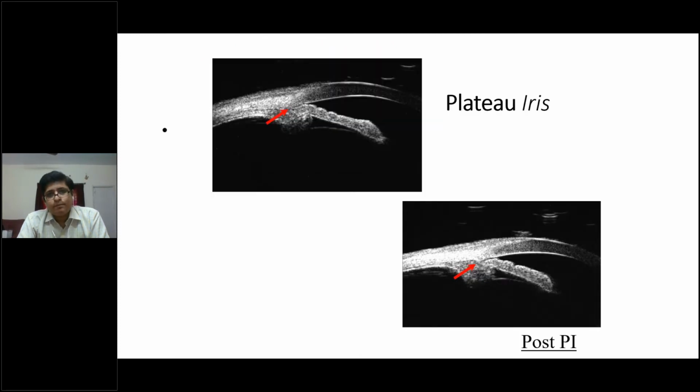And coming to the plateau-iris mechanism, this is a classical plateau-iris. You can see the peripheral bump, the anterior rotated ciliary body, and the central deep anterior chamber, which will not respond much to the PI. Of course, some of them will have a mixed mechanism, pupillary block as well as plateau-iris. It will open up to some extent, but may not be opening up fully, and UBM will confirm it.